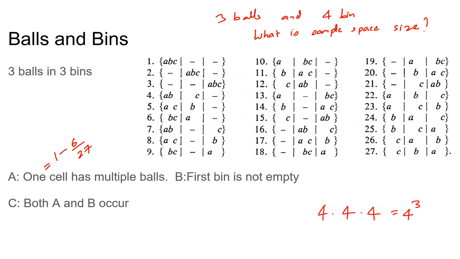Okay. So let's look at the second event. What is the probability that the first bin is not empty?